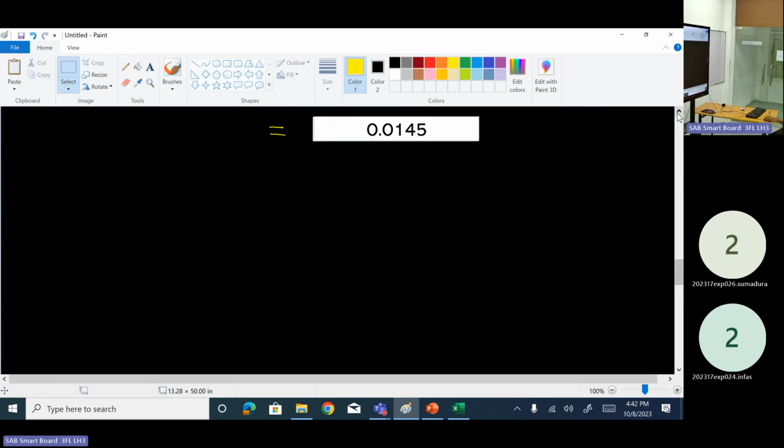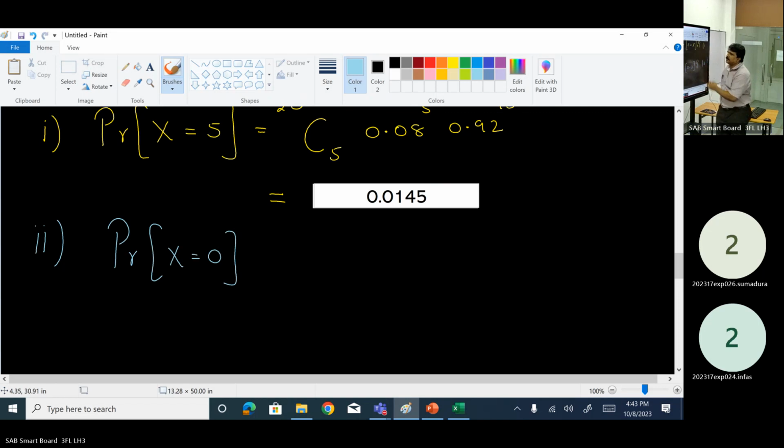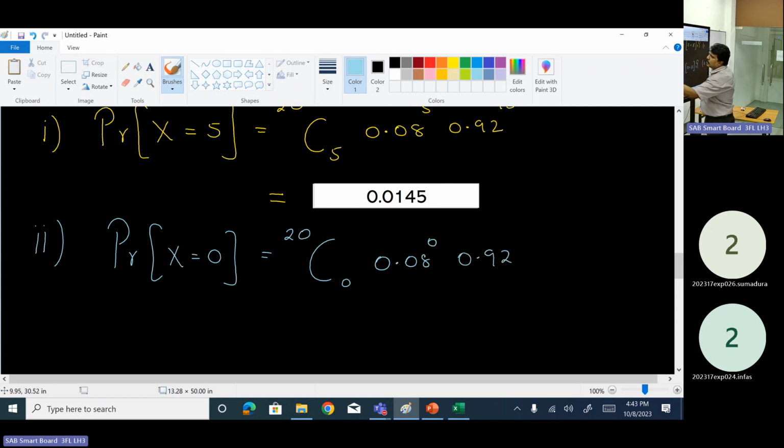So the next one is all working. Now we have taken x to be the number of broken. So if all working, what value do we substitute? X equals 0, out of 20. So probability x equals 0: 20C0, 0.08 to the power of 0, 0.92 to the power of 20.